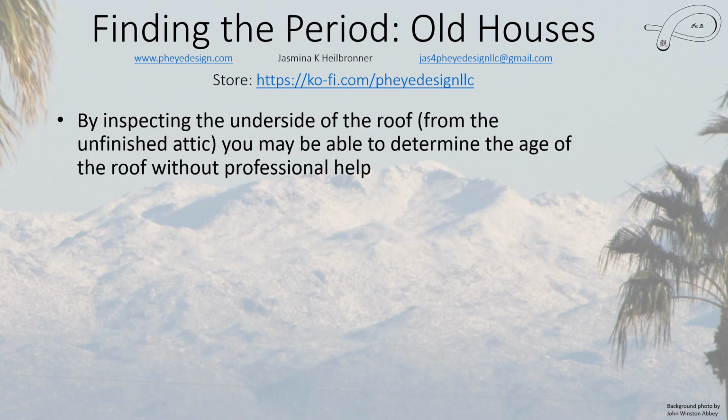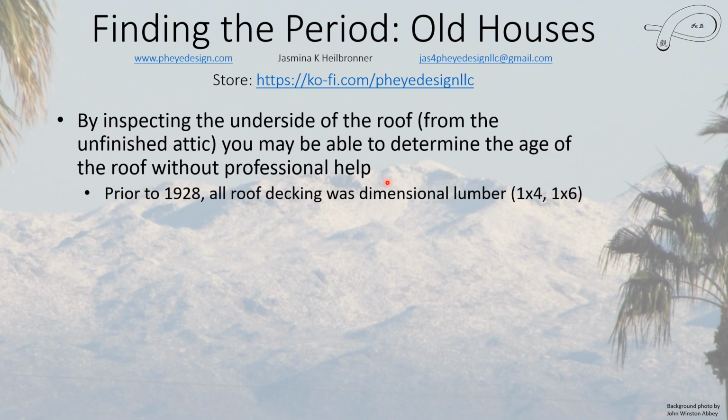Now, if you want to buy a house and you can see the underside of the roof from an unfinished attic in that house, you may be able to determine the age of the roof without professional help. Prior to 1928, all roof decking was dimensional lumber, like 2x4s, or even 1x4s, or 1x6s. It doesn't seem to be 2x. There actually seem to be 1x, because you're just making a surface for which to put on your, usually, tar paper and your shingles.